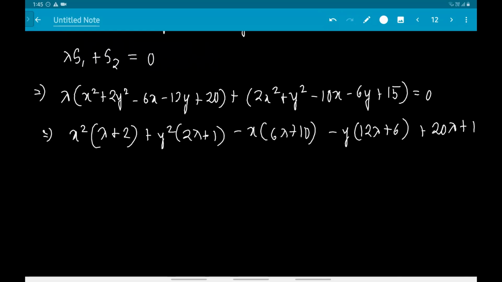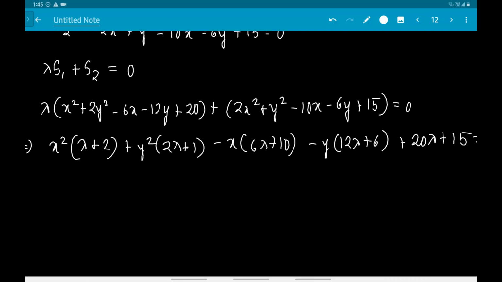Okay, now the equation that we have got is identical to the equation of a circle. As it is saying, the point of intersection lies on a circle, so the equation is identical to the circle. So in a circle, the coefficients of x square and y square are equal. So here these and these will be equal. Okay, so we can write that lambda plus 2 is equal to 2 lambda plus 1. So from this we will get lambda equal to 1.